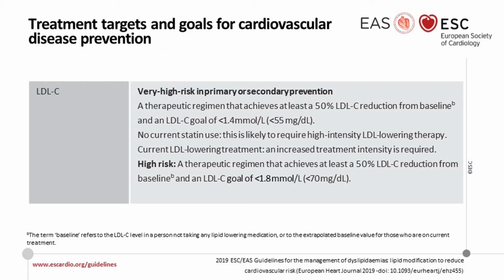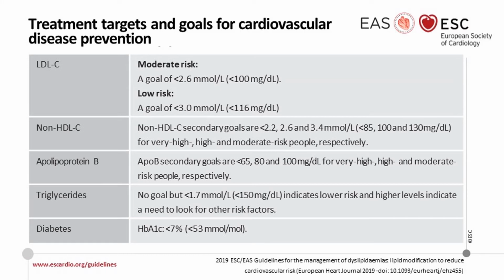In the high risk group, you have to achieve at least 50% reduction or LDL cholesterol less than 70 milligram per deciliter. This is for high risk patients. For moderate risk, LDL goal less than 100. For low risk patients, LDL target less than 160 milligram per deciliter. The non-HDL cholesterol as a secondary goal should be 85, 100, and 130 milligram per deciliter in patients with very high, high, or moderate risk respectively.